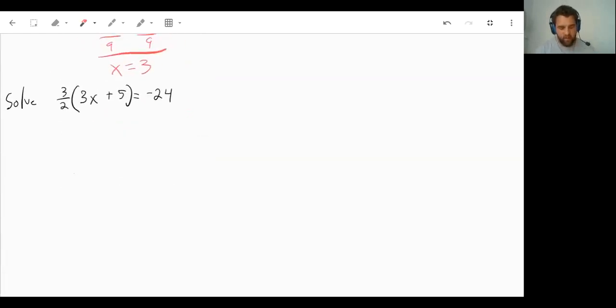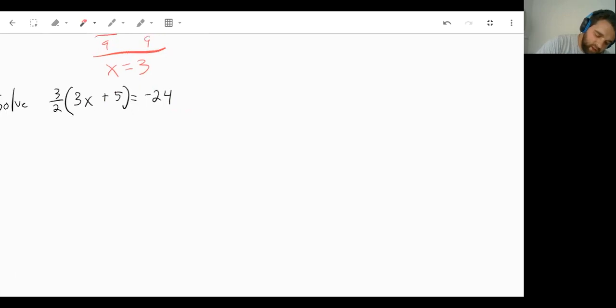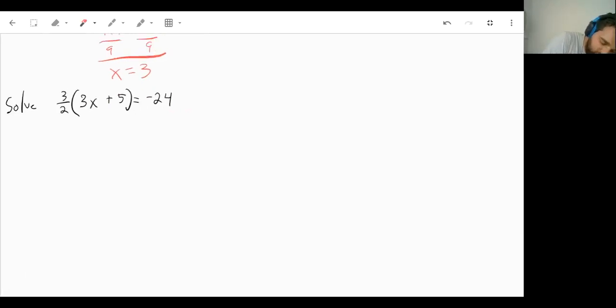Let's see. So this one we could try distributing this in first. But I am just looking at, we've got a fraction there instead of a whole number to distribute. How about we get rid of the fraction instead of distributing it in? And hopefully that will cancel out nicely. So to get rid of the fraction, we have to multiply both sides by its reciprocal. So remember that means to flip. So we multiply it by 2/3.